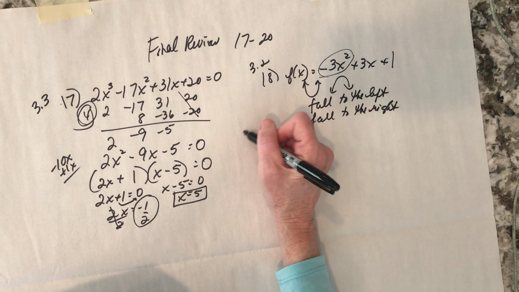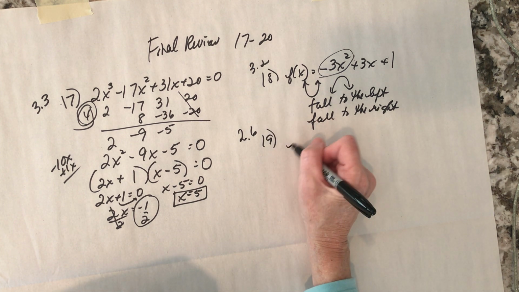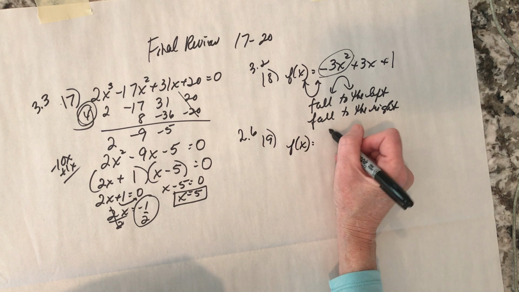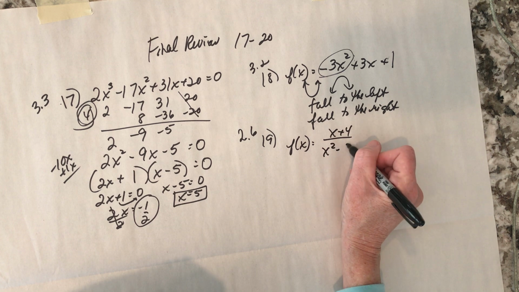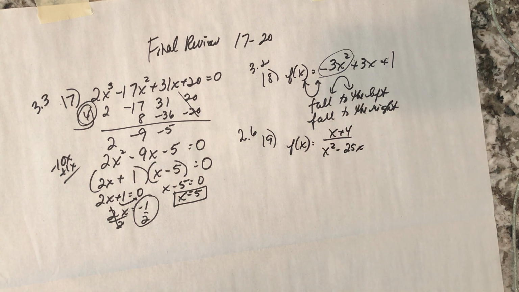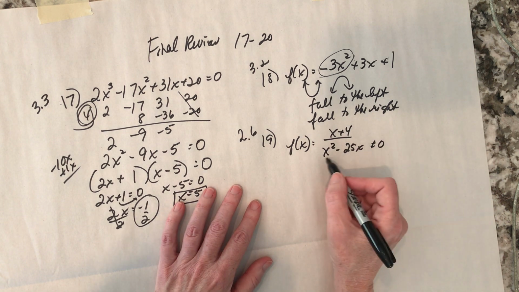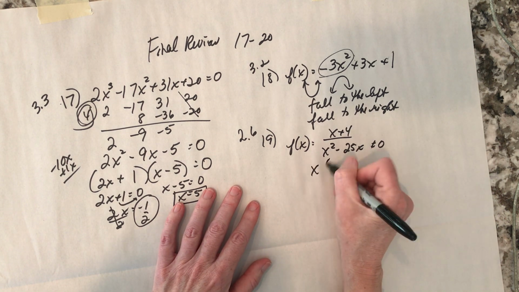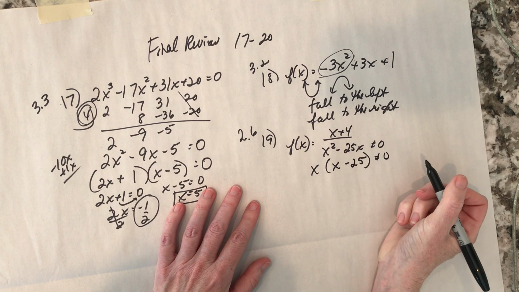Okay, number 19 comes from section 2.6, finding the domain. Boy, done that a few times. In this particular problem, x plus 4, nobody cares what the numerator's doing. You only care about the denominator. You can't have it equal 0. So let's see what we got here. I can factor out an x. Can't equal 0. And I'm done.